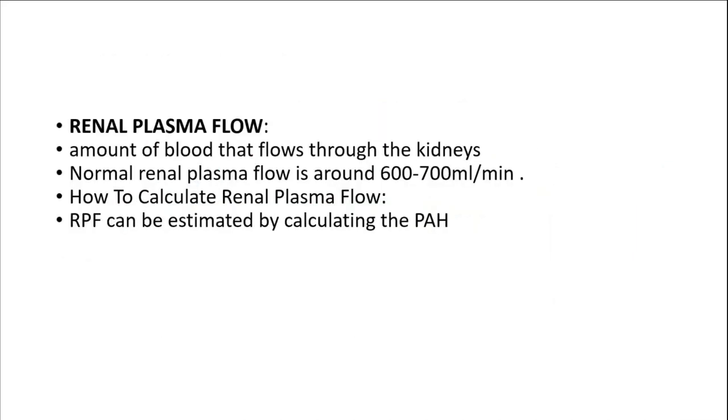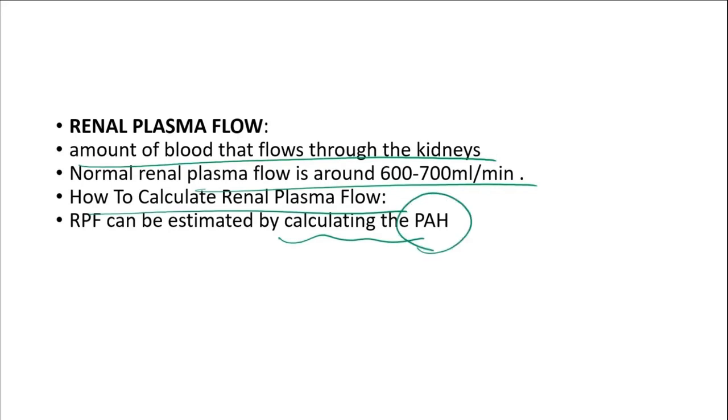Renal plasma flow is the amount of blood that flows to the kidney. Normal renal plasma flow is around 600 to 700 ml per minute. How to calculate renal plasma flow? It is calculated by para-aminohippuric acid clearance. It will give you an idea about renal plasma flow.